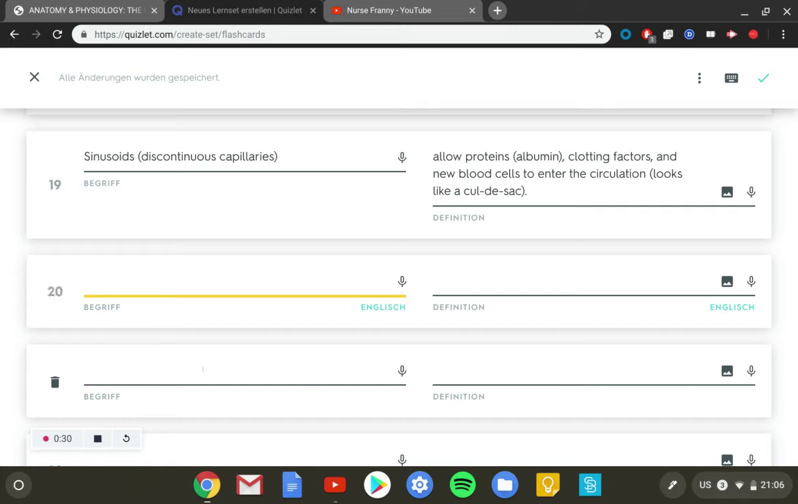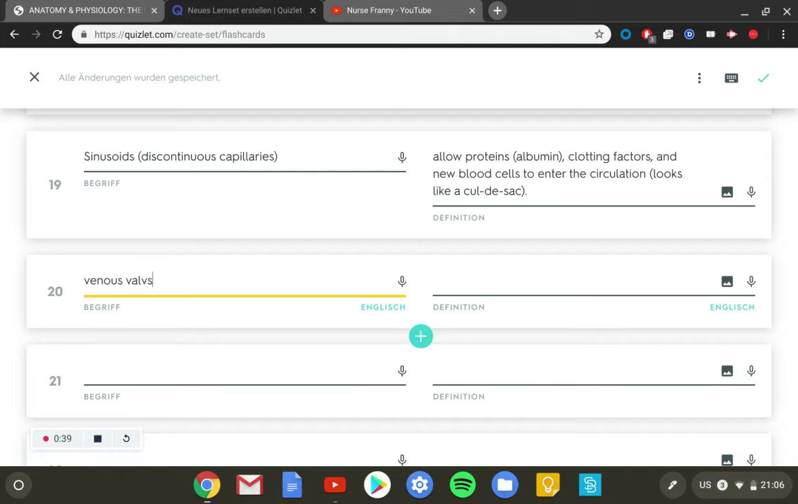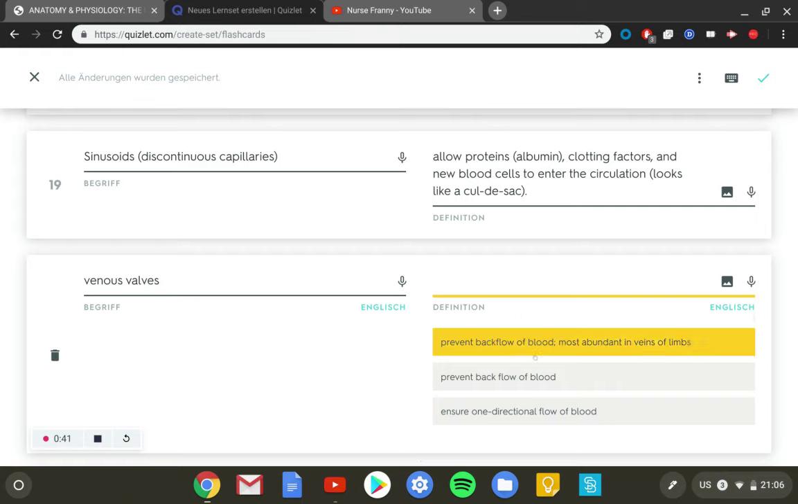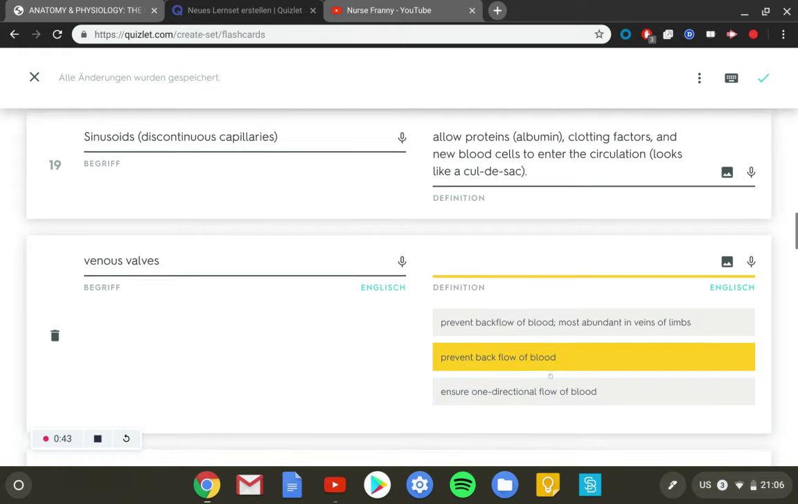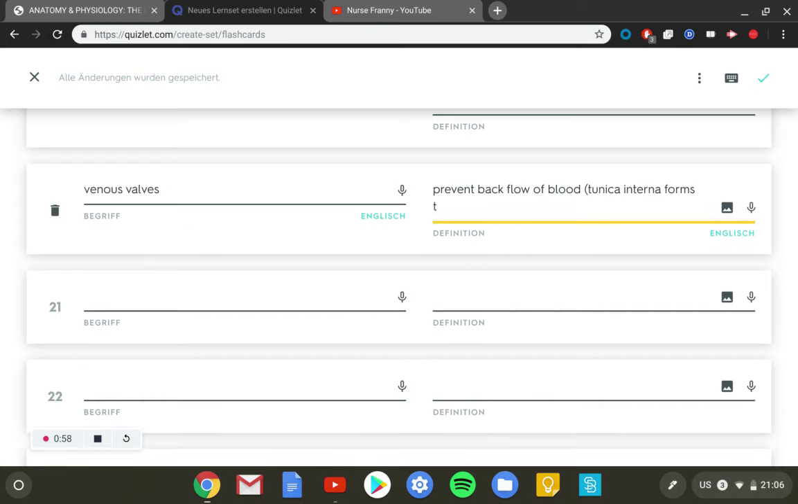Now we're going to talk about what venous valves are. So it's good to know that the venous valves actually prevent the backflow of the blood. And in parentheses, I'm going to put what you heard from the professor: the tunica interna forms the venous valves.